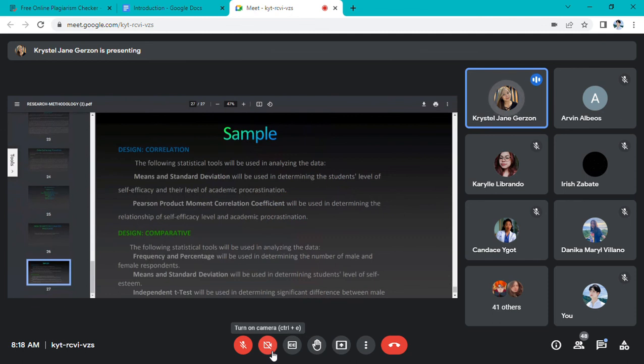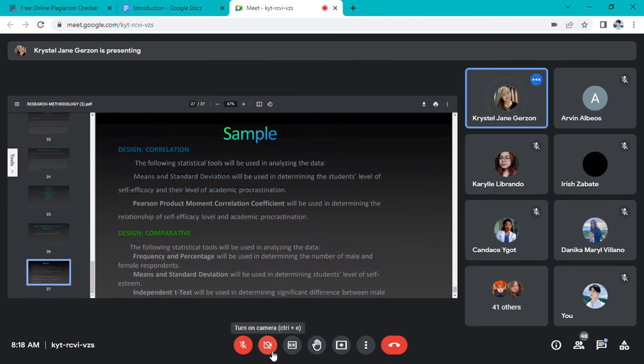Means and standard deviation will be used to determine the student's level of self-efficacy and their level of academic procrastination. Okay, what you are correlating here, guys, is self-efficacy and academic procrastination. So remember in your specific problem, if you are to imagine, it asks what is the level of student self-efficacy. So for us to answer what is the level of student self-efficacy, we would have to use means and standard deviation.